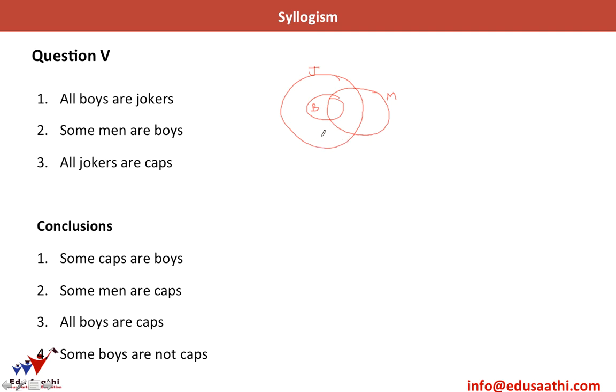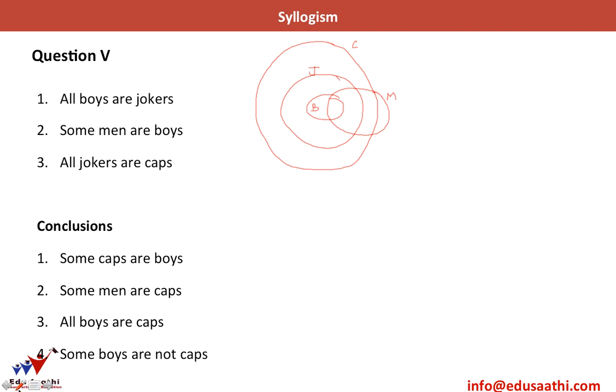All jokers are caps. So I'll draw another bigger circle which says all jokers are caps. Now remember that I have not extended this circle to also incorporate M, because that would be a limiting case. That would be an extreme case. You never take an extreme case.